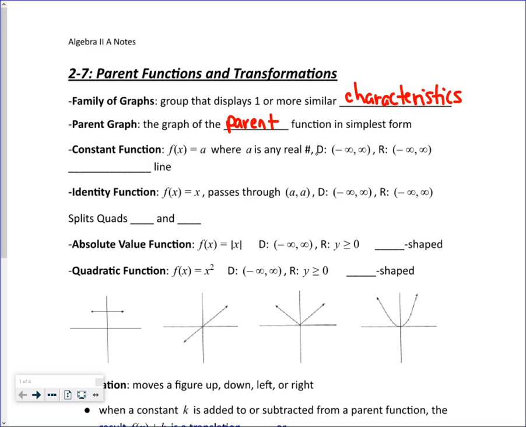So where a is any real number, like I just said 7, your domain is all real. That's what negative infinity to positive infinity means. And your range is all real. Oh, it's a horizontal line is what we're missing. Horizontal line. And I would even graph that for myself and be like, oh, here's what a constant function looks like. Okay? And on the back, I think, is where I kind of put them all together as a graph. So we'll fill that out in a second.